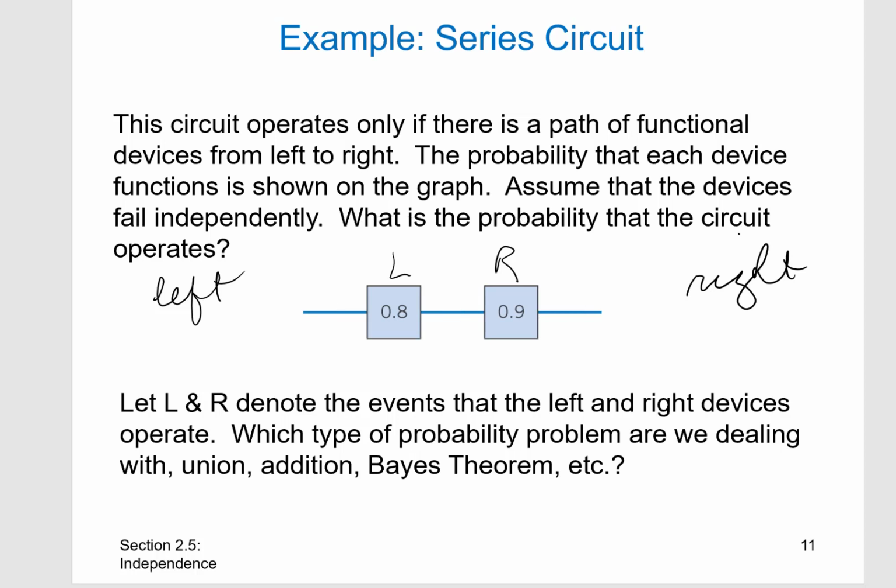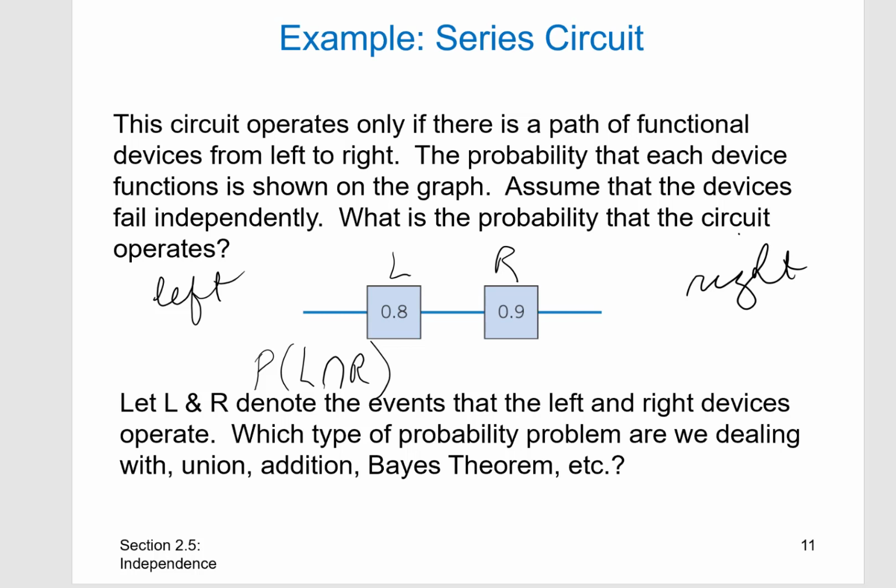What is the probability that the circuit operates? So first of all, what type of problem are we dealing with? Are we dealing with a union, addition, Bayes' theorem, etc.? Well, we're dealing with whether the left and the right work. So it's an intersection problem. We're looking for the probability of left and right, that they both pass.